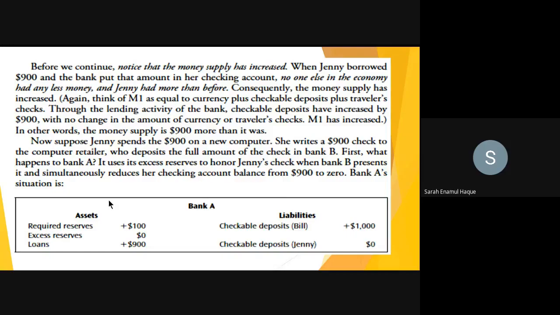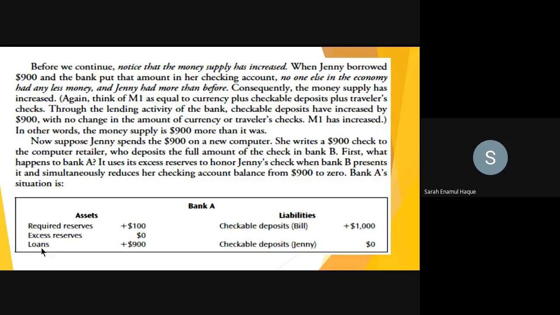So let us look at the T account one more time. Look at the assets part. So remember, required reserves is always there. $100, it was always there. It will always be there. But now, excess reserves is 0. Because remember, Jenny has taken out this money from her account and she had to give it to the computer shop owner, right? So now no longer the bank has this excess reserves. It's 0. There's no change. Okay? Excess reserves, 0.